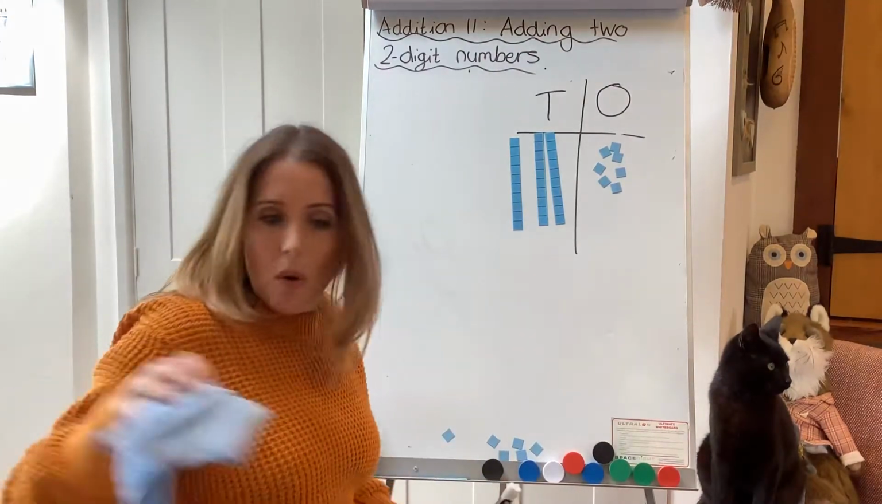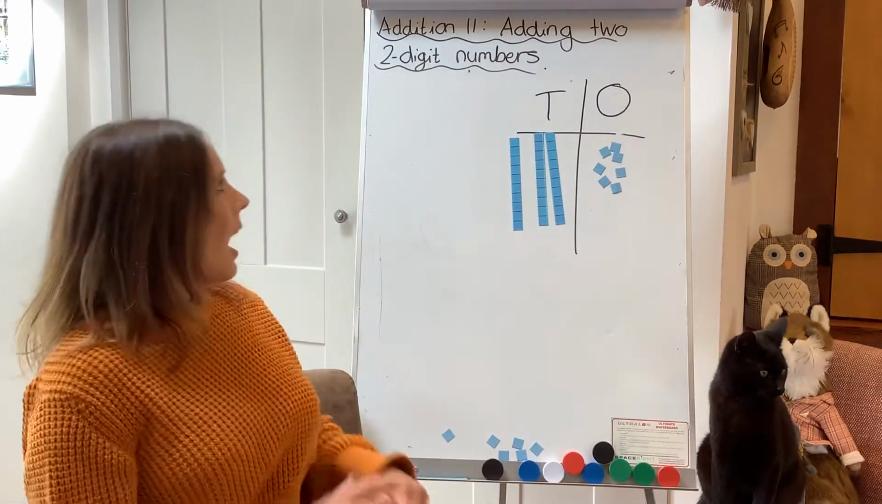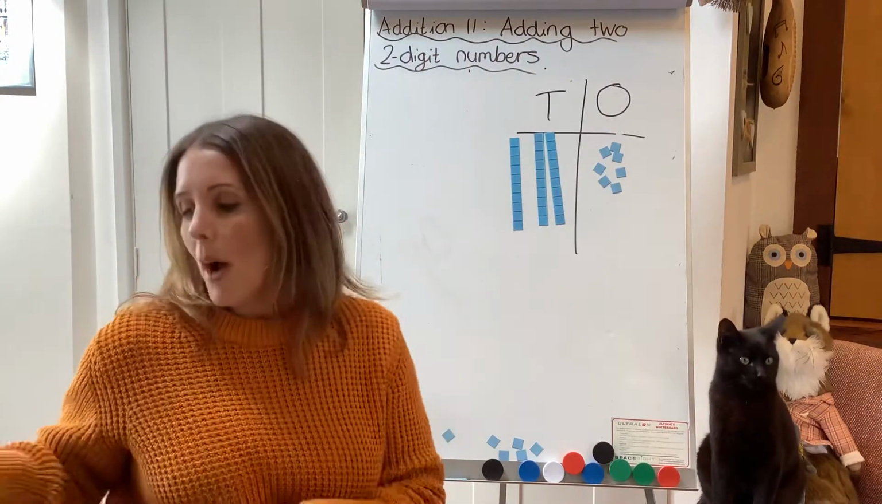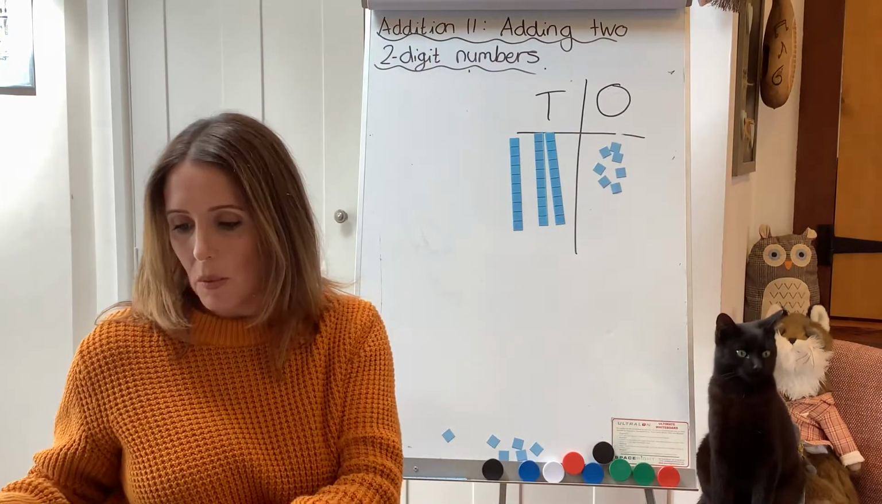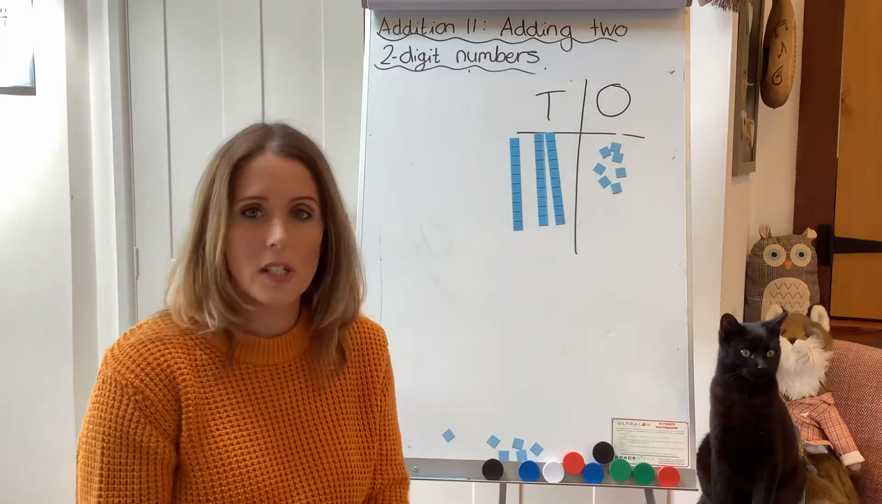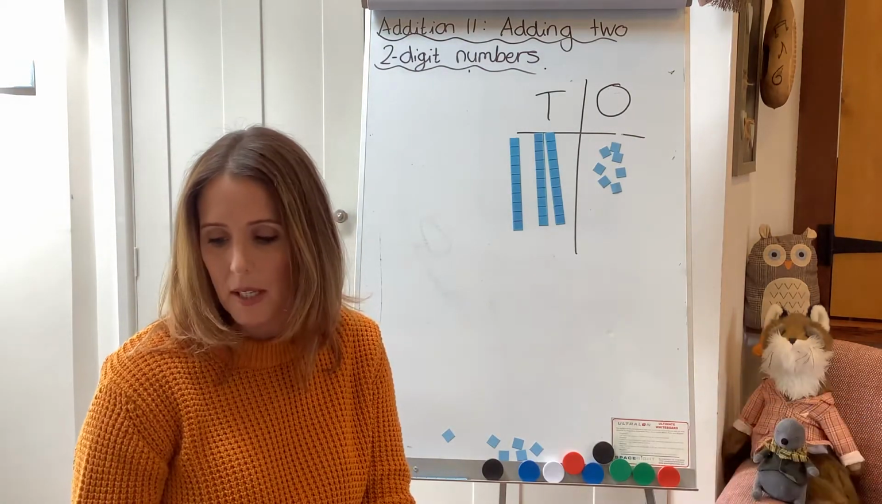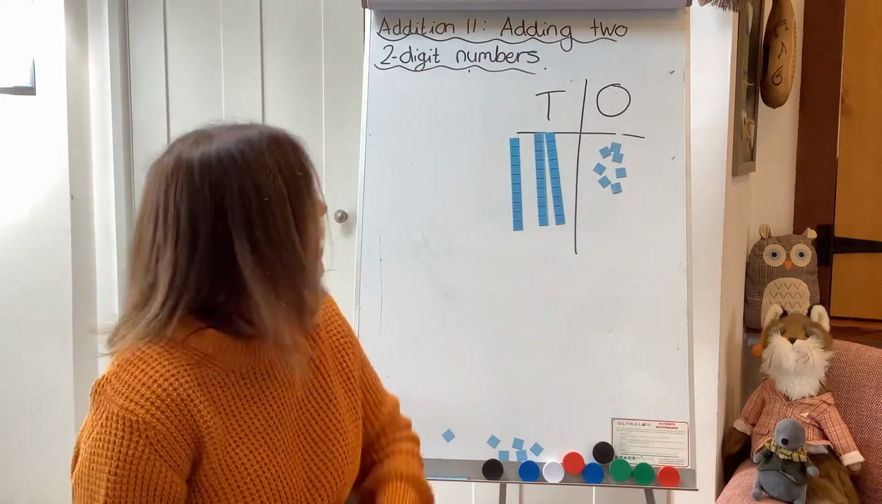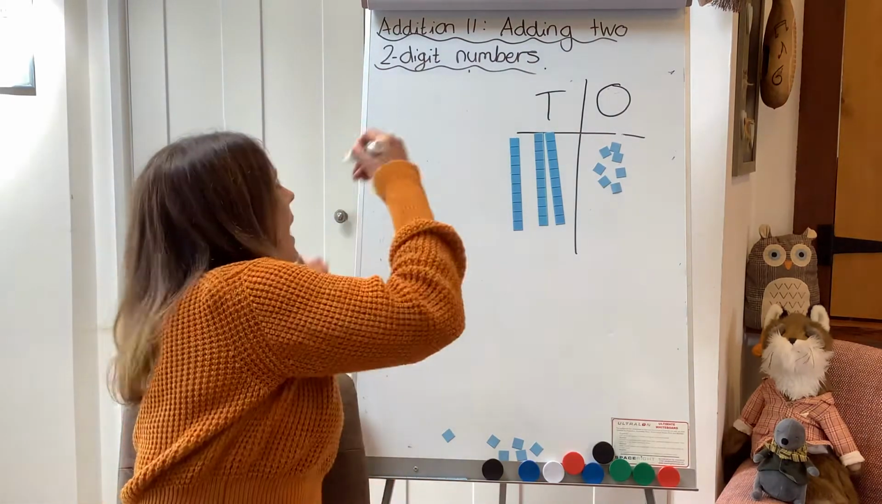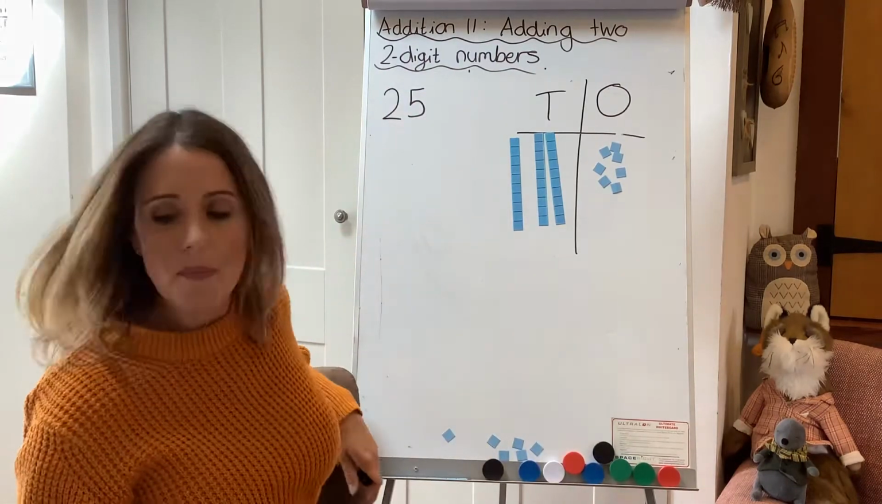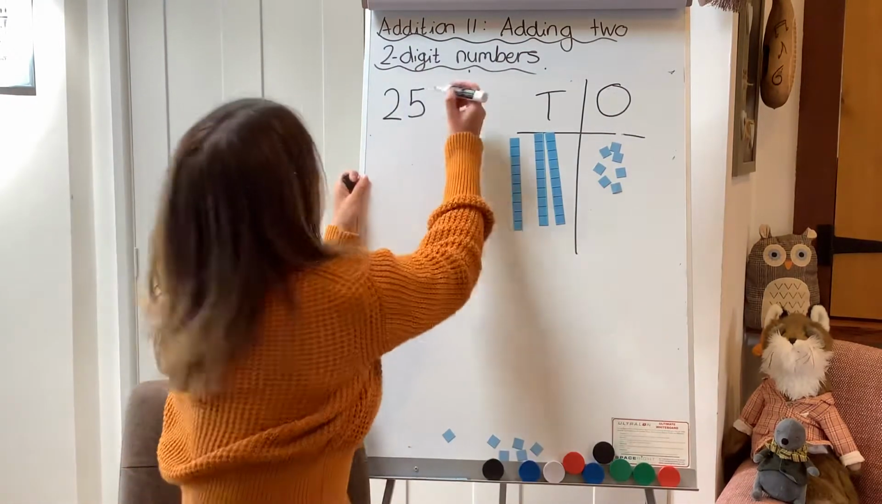Okay, so what we're going to do then is have a look at adding some 2-digit numbers where we have got 10s and 1s, so we can look at partitioning to help us with these. And I recommend base 10 place value counters or the number line with this. So the first one we're going to look at is 25 add 13.